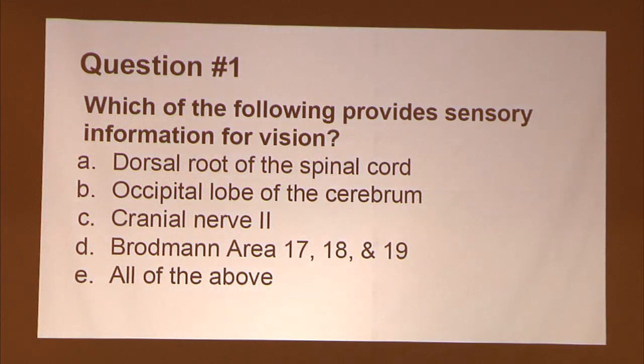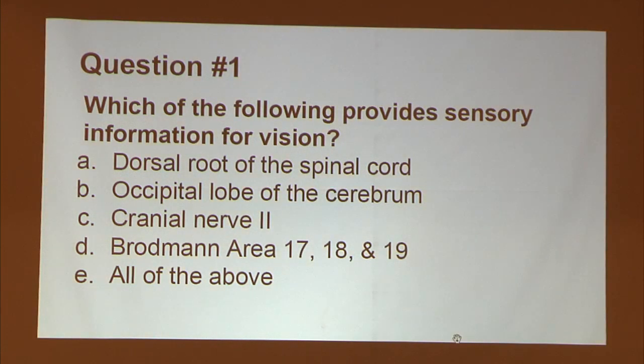So one question is, did I go over it? I went over some of this, maybe. So question one is, which of the following provides sensory information for vision? So it provides the sensory information, so it brings it to the brain, because it's taking sensory information and bringing it to the brain. So A says the dorsal root of the spinal cord. Do you agree with that? Oh, there isn't an all of the above answer, that's why. B says occipital lobe of the cerebrum. C is cranial nerve 2. And D is Brodmann area 17, 18, and 19.